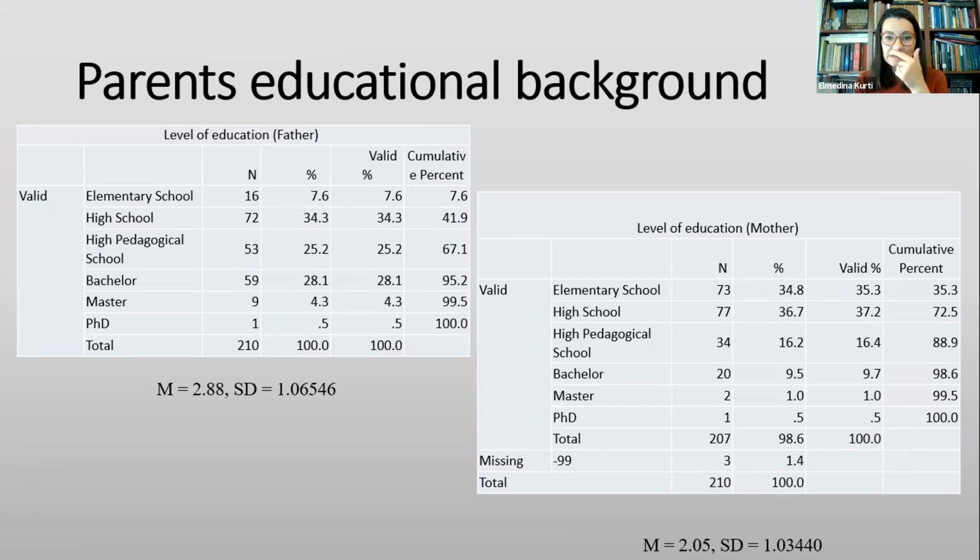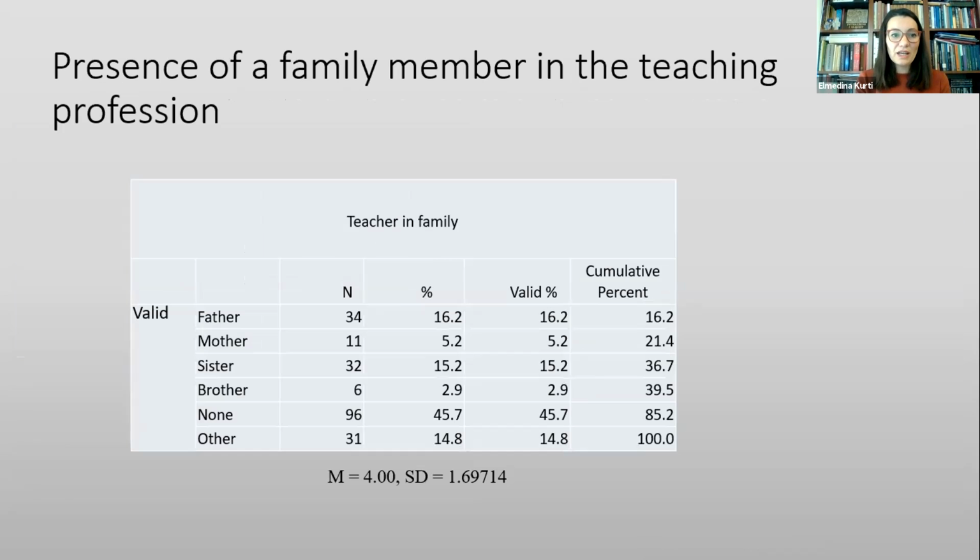While regarding the level of education of mothers, we have a lower level of education. Most of them, as you see, 34.8% have finished elementary school, 77 high school, and then it decreases regarding bachelor and master studies. So fewer of them have finished university studies. While if you look at the presence of family members in the teaching profession, most often it is the father in the teaching profession, 34 of them or 60.2%, but also sisters, 32% of them have a sister in the teaching profession.